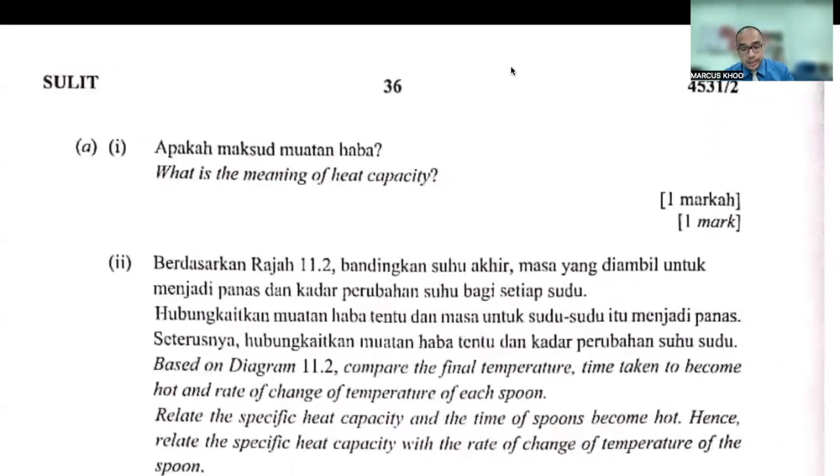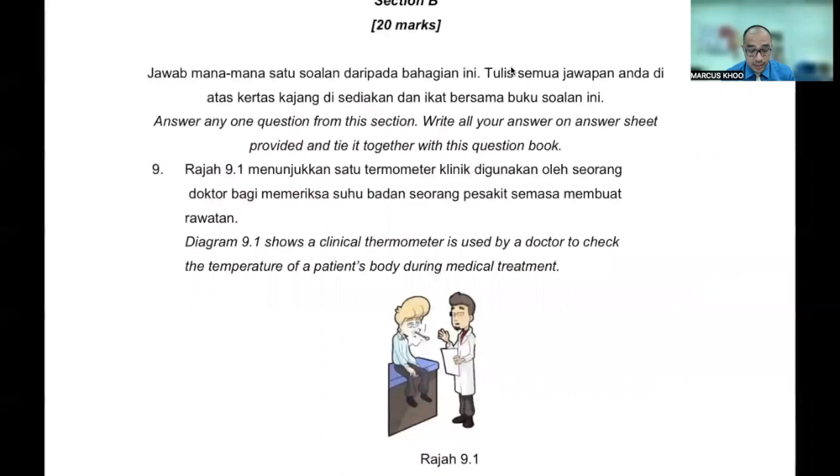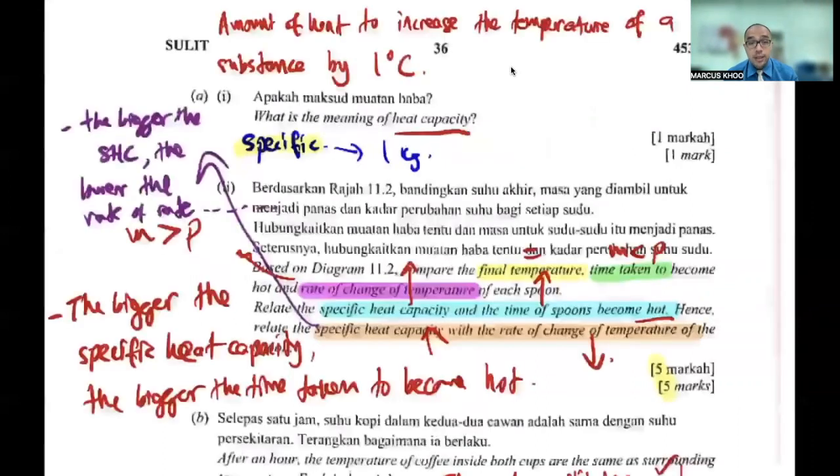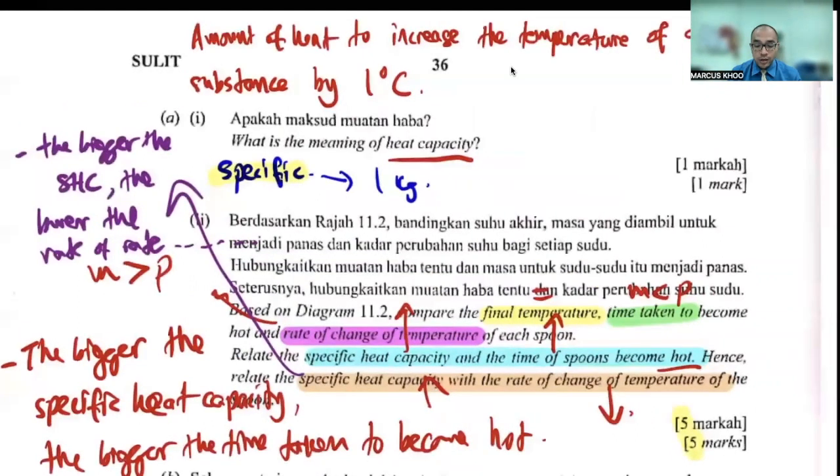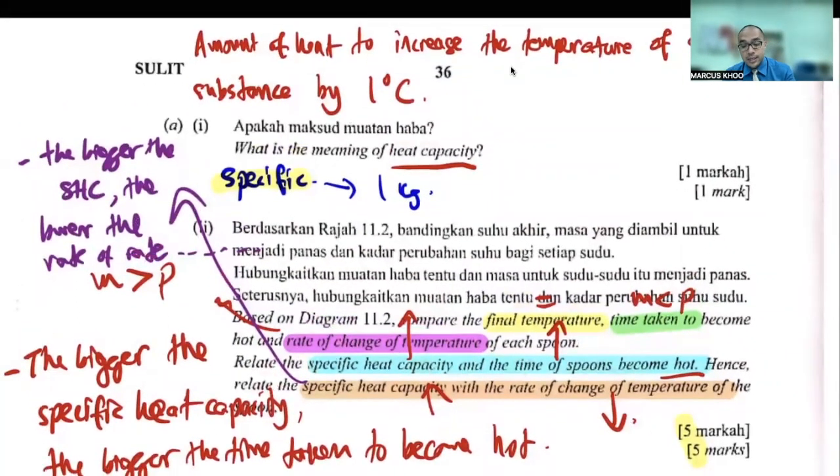So what is meant by heat capacity? We find that with heat capacity, we're talking about a slightly different thing. Heat capacity is the amount of heat to increase the temperature of a substance. Don't put the 1 kg yet, by 1 degree Celsius. So the amount of heat for a substance by 1 degree Celsius, that's heat capacity. Whenever you talk about specific heat capacity, then you have to put in the 1 kg. So the definition is almost the same, except that with specific heat capacity, the 1 kg must be included, to increase the temperature.